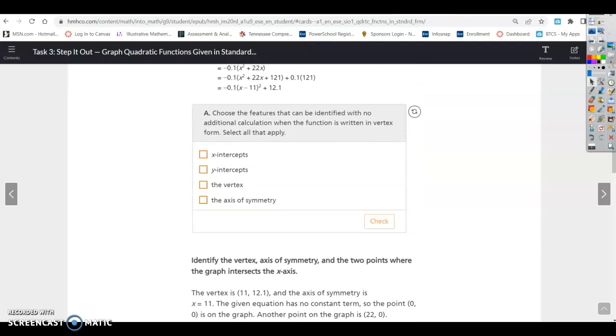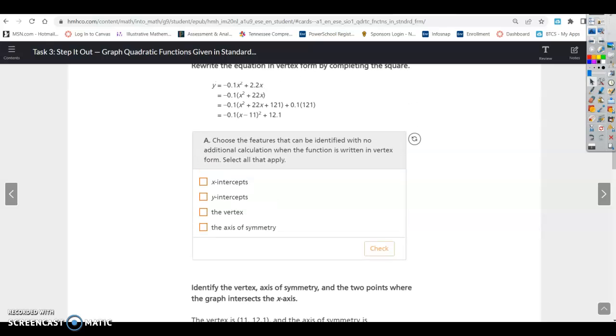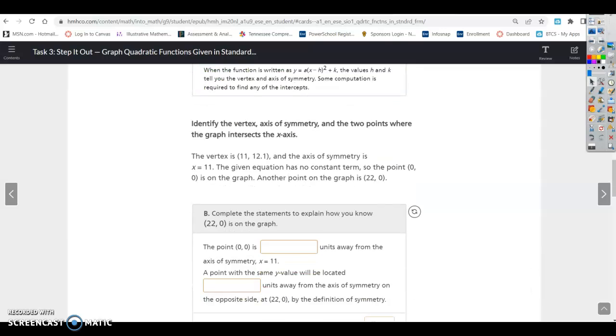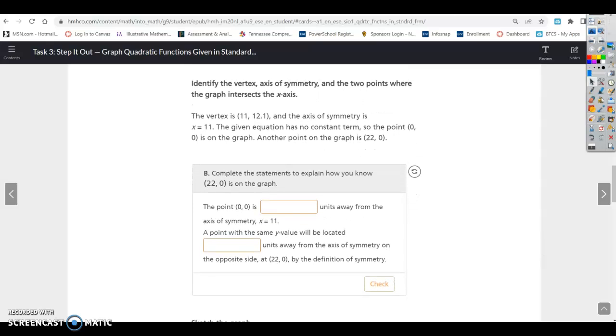All right, so it says choose the features that can be identified with no additional calculation when the function is written in vertex form. All right, so we can identify the vertex, h and k, and the axis of symmetry is whatever the x value of the vertex is. So both of those can be determined quickly and easily when it's in vertex form. Identify the vertex, the axis of symmetry, and 2 points where the graph intersects the x-axis. So the vertex is 11 and 12.1, and the axis of symmetry is x equals 11.